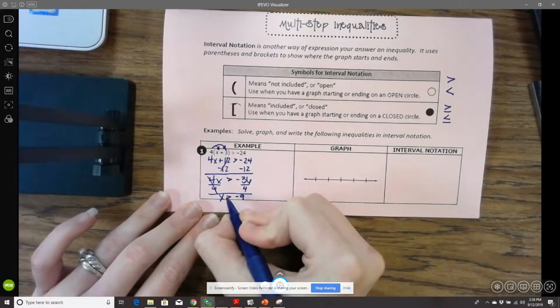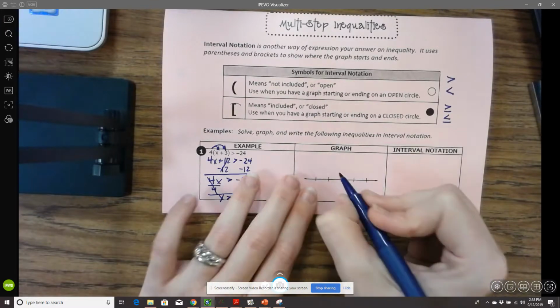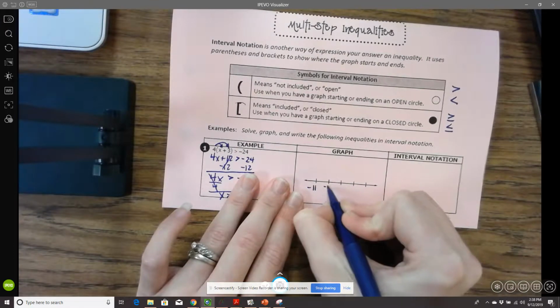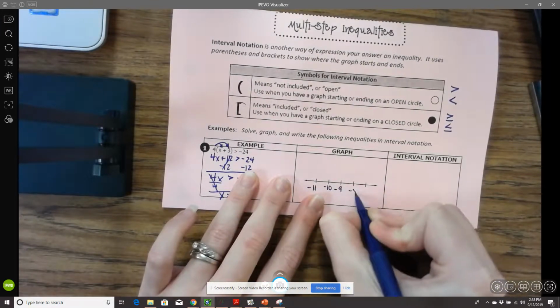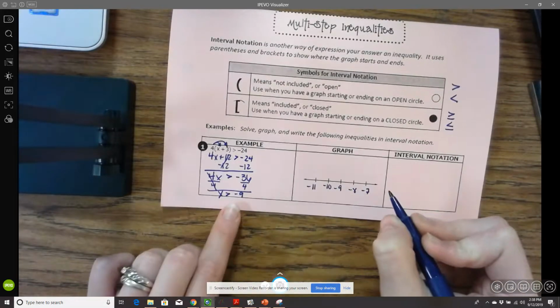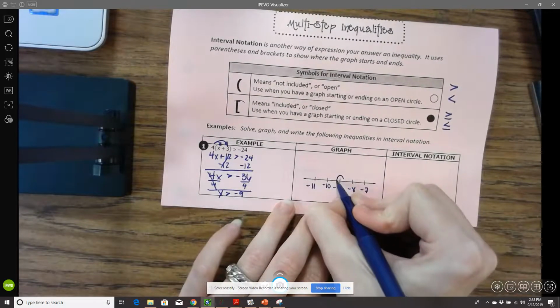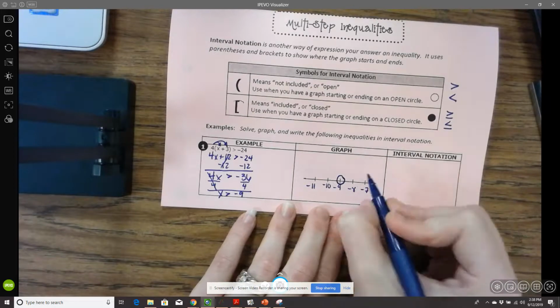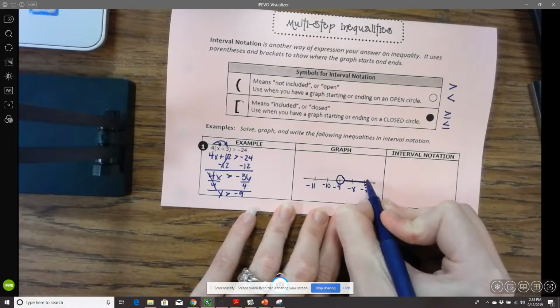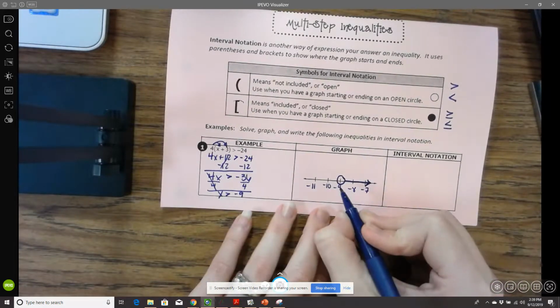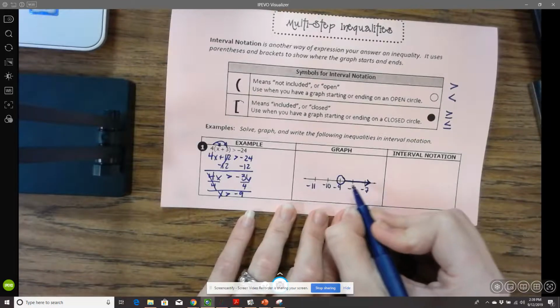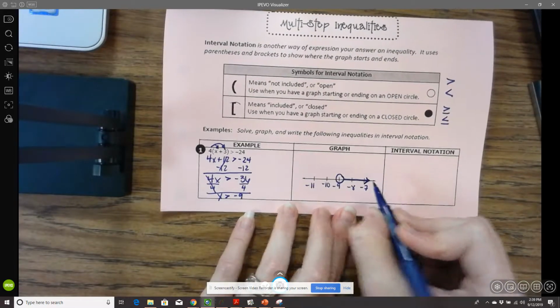So this sign right here lets me know that I need to use an open circle. Negative 9, that's where we'll start. So I'm going to put an open circle on negative 9, and x is going to be greater than, so my arrow is going to go this way. That arrow is going to go on for infinity, forever and ever.